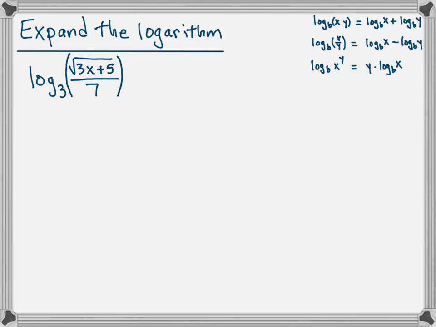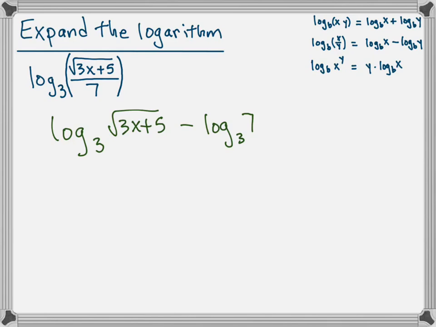So the first thing I see is a quotient, so I'm going to use the quotient rule for this one. So we're going to go log base 3 of the numerator, so that is 3x plus 5. And then the 7 is a quotient. It's going to get subtracted. Log base 3 of 7.